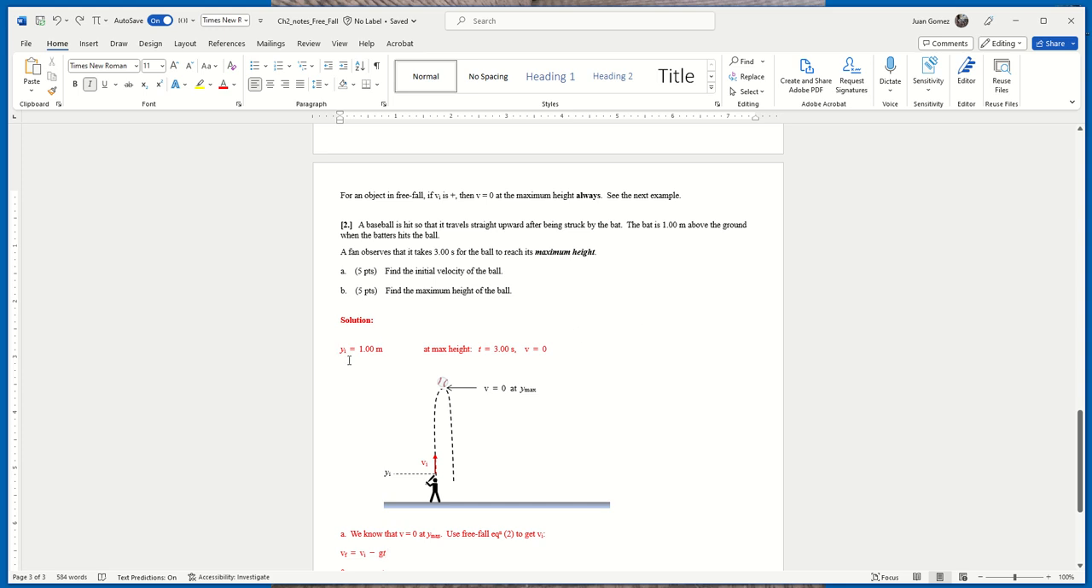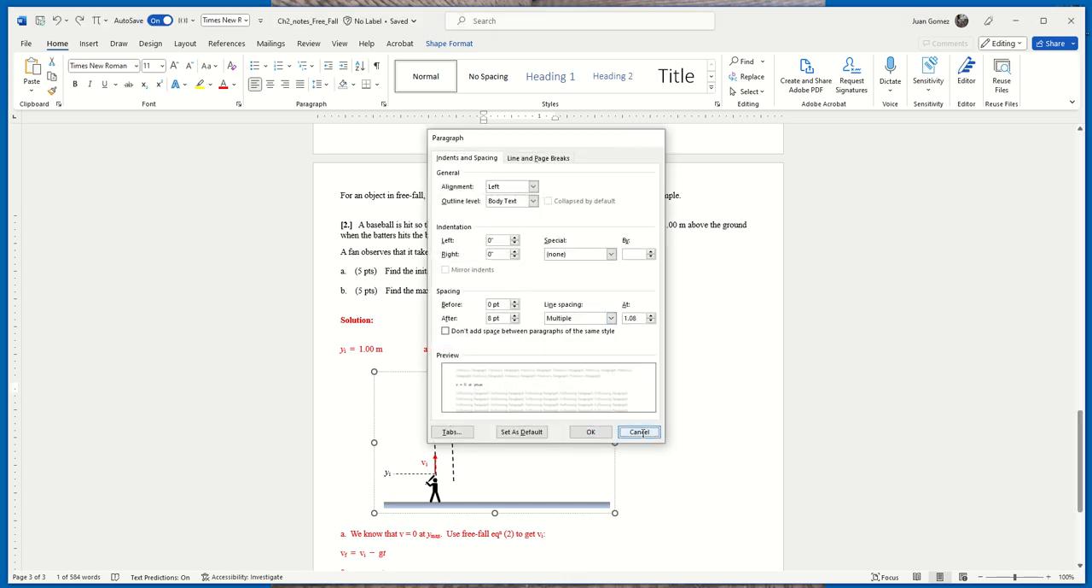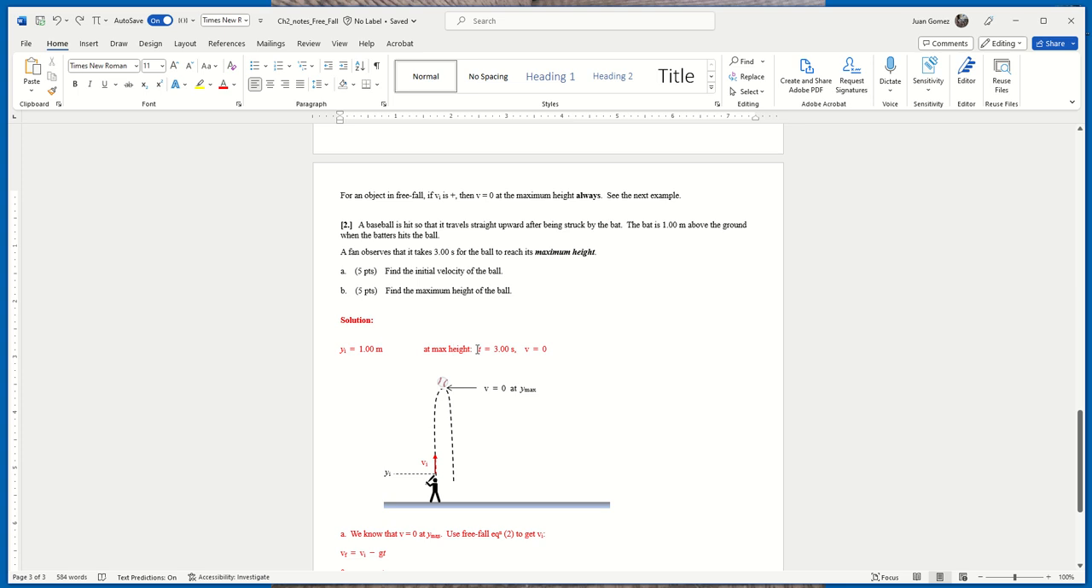Well, what are we given? We know YI is 1 meter because the bat is 1 meter above the ground when the baseball player hits the ball. He hits it straight up. It leaves the bat with a VI going straight up. We know at the max height V is 0. And we know that according to this fan, it takes 3 seconds to reach the max height.